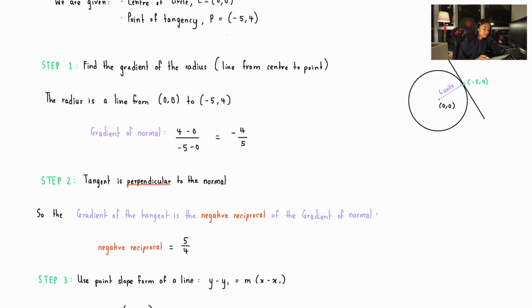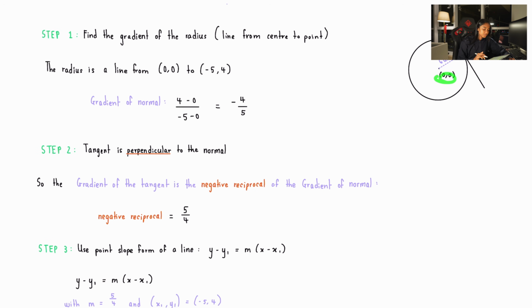The first thing that we're going to do is find the gradient of the radius. Okay, so this is the center, right, to the point here. We're going to be able to do that using both of these points. So we know that the gradient is y2 minus y1 over x2 minus x1. So we have minus 4 over 5.